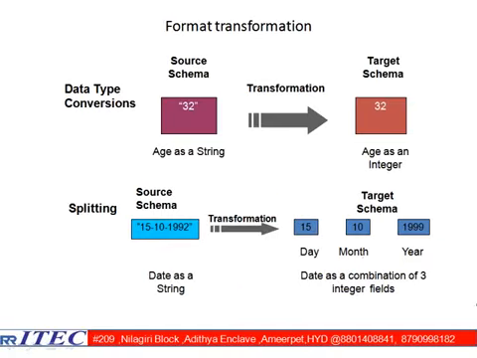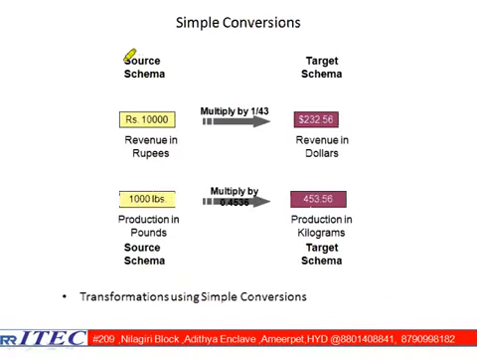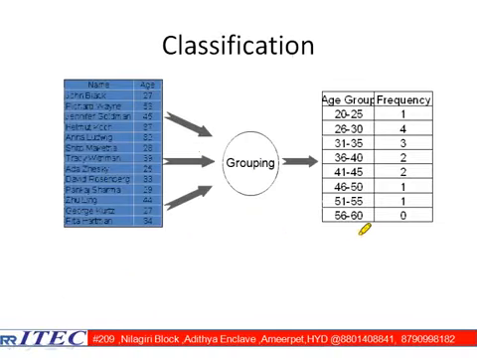Transformation. And see this one. I have the age available in string format. I am converting it into integer. This is also data type conversion. It is also one transformation. A date is available as a string. I am dividing it into 3 parts. This is called splitting transformation. Here I have the data available in rupees. I am converting it into dollars. This is also called one transformation. Here weight is available in pounds. I am trying to convert it into kilograms. That is also called one transformation.